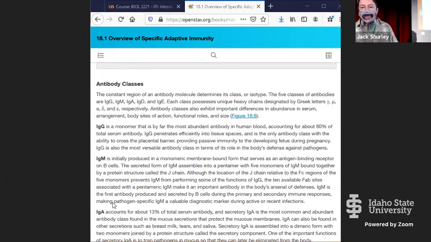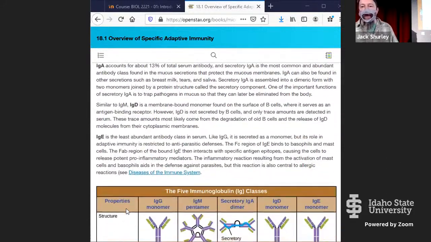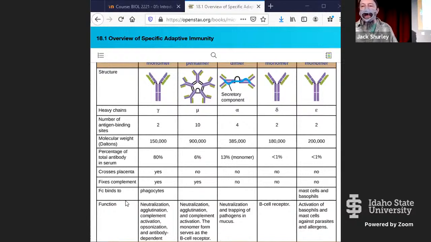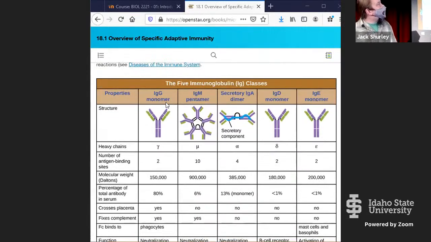Here are the different classes. There's a little tidbit about each of them, and then the table. I recommend you look through this a little bit. There are a few details in here that I want to share with you quickly. The specific immunoglobulins, there are 5 different classes: IgG, IgM, IgA, IgD, and IgE. There's a lot on this table, but only a few things you really need to focus on.